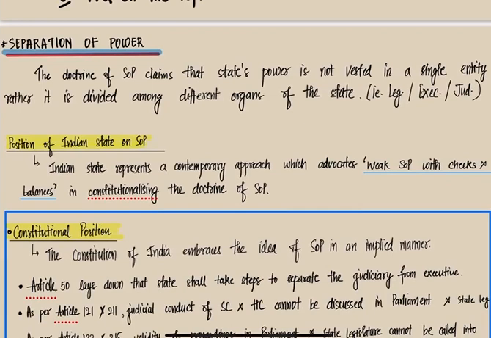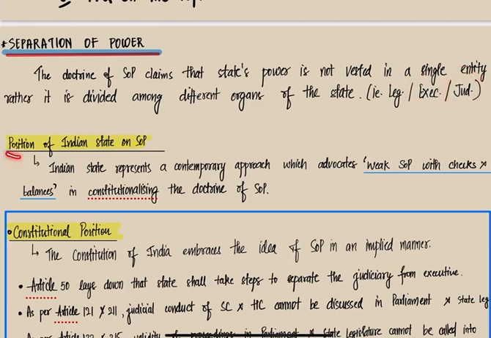Firstly, what is meant by separation of power? The doctrine of separation of power claims that the state power is not vested in a single authority, but is divided among various organs of the state. As we know, there are three different organs of the state, that is, the legislature, executive, and the judiciary. The role of the legislature is to make the laws, while executive is there to implement the laws. On the other hand, judiciary is there to check upon the constitutional validity of the laws.